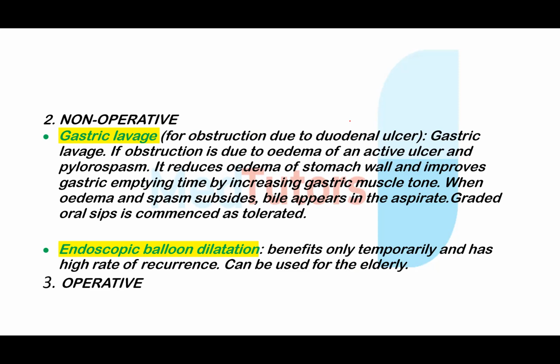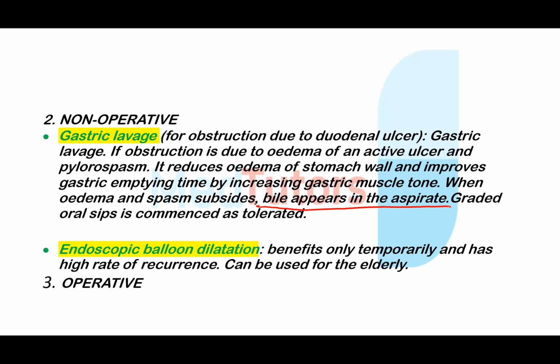You do gastric lavage. Now, for obstruction due to duodenal ulcer, especially an active duodenal ulcer, there is edema around the active ulcer leading to pylorospasm. You have to pass a wide-caliber NG tube and lavage with saline. How will you know that your lavage is sufficient? The edema and the spasm have subsided around the active ulcer. The way you know that is that bile appears in the aspirate. You start seeing bile in the fluid you are aspirating during the lavage. It means that the obstruction is open and the duodenal content is entering into the stomach, okay?